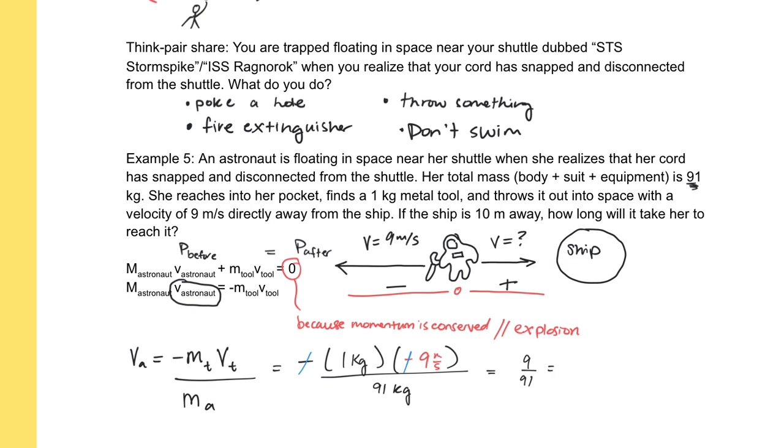Or let me just look at the answer from point one. So my answer is going to be 0.1 meters per second. So it's going to be positive 0.1 meters per second. So we can say that the astronaut travels at 0.1 meters per second.